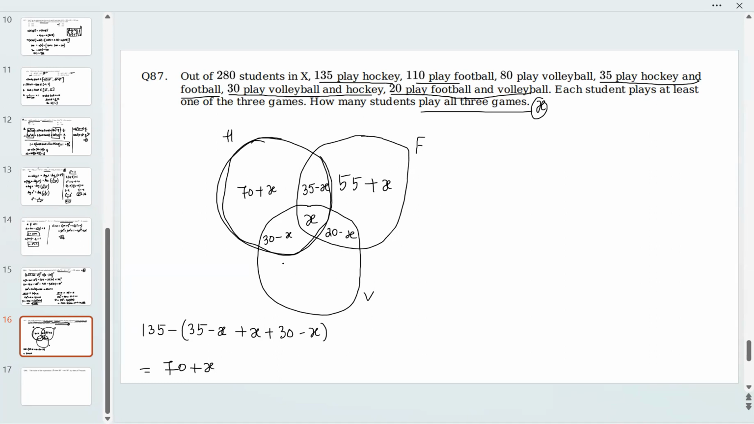And volleyball, 80 play volleyball. 30 plus 20 is 50. 80 minus 50 is 30. So this will be 30 plus x.